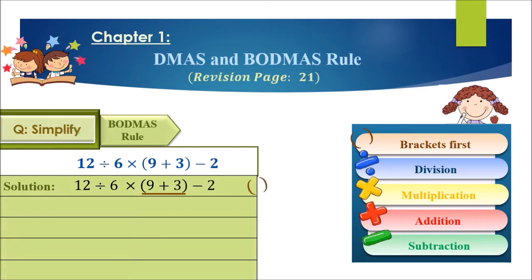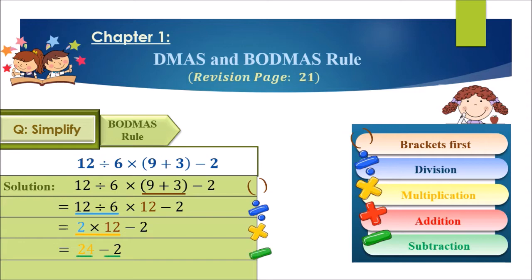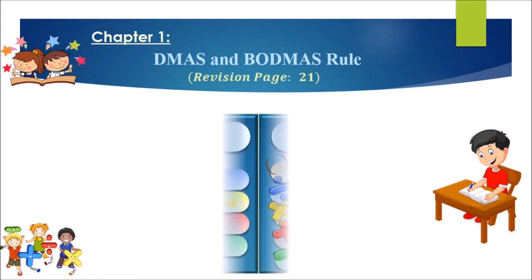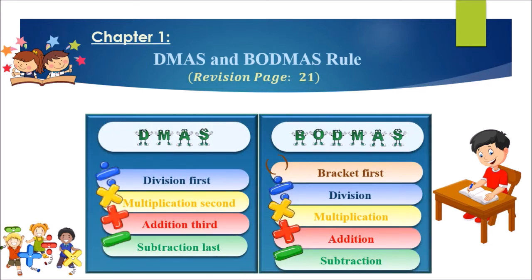Here we have round brackets or parentheses. So first we will simplify the expression within the brackets. 9 plus 3 is 12. Then we will divide the numbers. In next step, we will multiply the answer by 12. And then we have left only subtraction sign. So let's subtract 2 from 24 to get the answer, which is 22. You can see that DMAS and BODMAS rule help us to solve mathematical problems having multiple operations and brackets quickly and accurately in few steps.